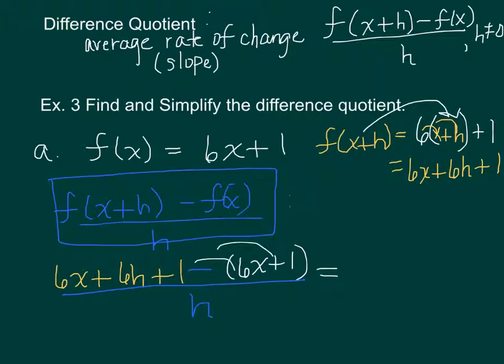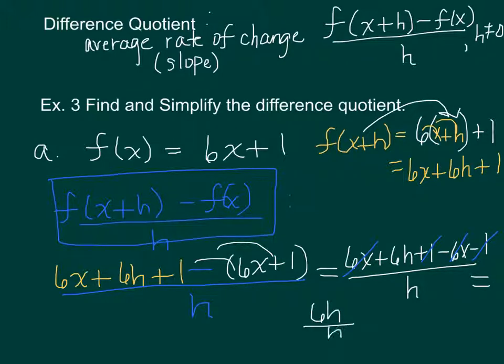So I'm going to have to distribute this negative, and I'm going to get 6x plus 6h plus 1 minus 6x minus 1 all over h. And then you just simplify on the top. This one cancels, and the 1's cancel. And then you're left with 6h over h. The h's cancel, and you're left with 6. And make sure you show all steps.